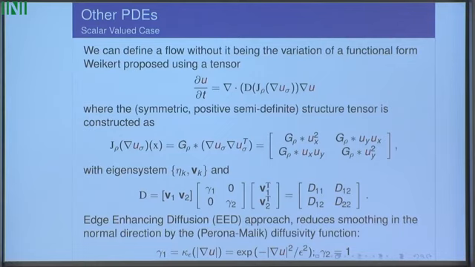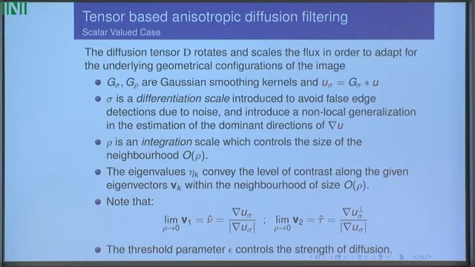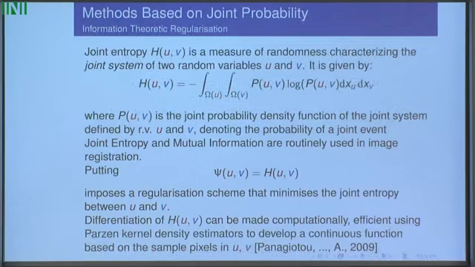So this construction produces a flow which smooths in the tangent to level sets, but inhibits smoothing across level sets, which in other words, it preserves edges. That's why it's called edge-enhancing diffusion. So maybe I should speed up. I think I might skip this, some more details of that anisotropic filtering. And let's just mention another approach based on statistics.